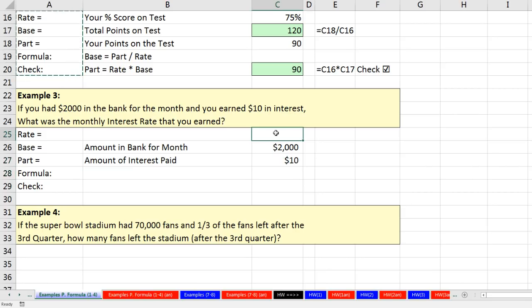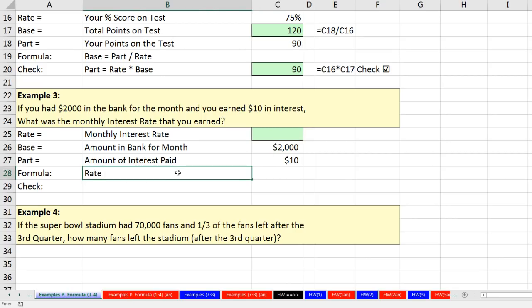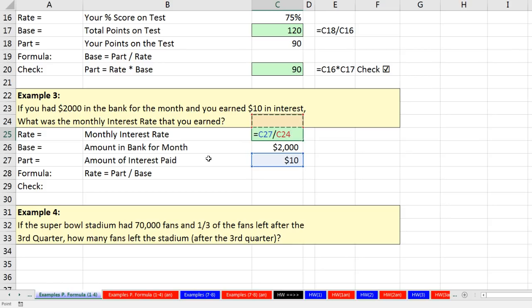So it looks like we're trying to solve for rate. We definitely want to put monthly, not just interest rate, because there's all sorts of different interest rates, yearly, monthly, quarterly, daily. Tab. Our formula, we're solving for rate, part divided by base. Now we can come up here. Equals, we get our $10, that's the part they paid us, divided by the total base. Control Enter. 0.005.